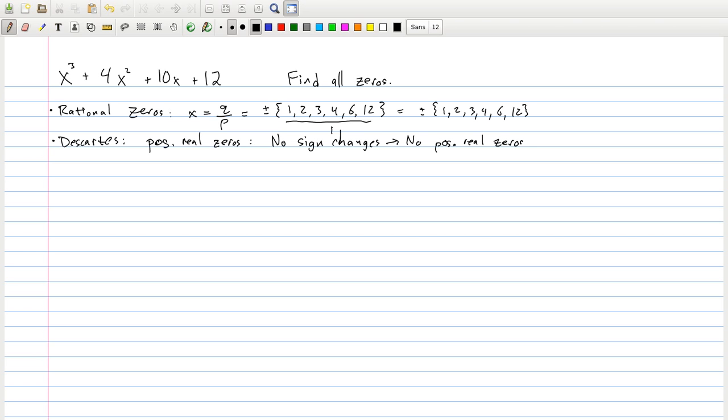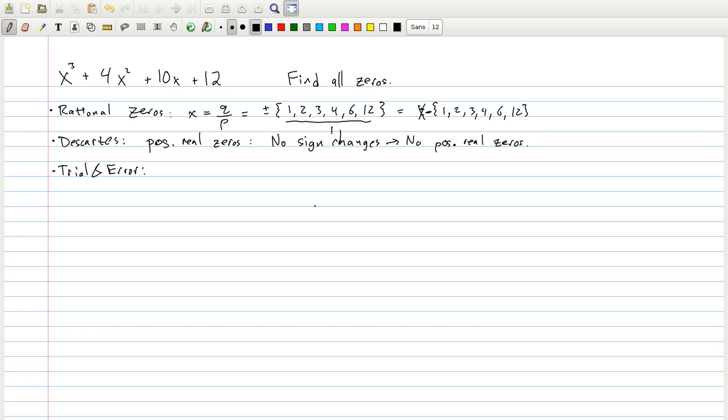Since there are no positive real zeros, that says the only zeros we can have are the negatives. So we're going to get rid of this and look at just negative answers. That's good. It cuts our list in half. Now to actually find these zeros, we're going to have to do a little bit of trial and error. And we'll do this with synthetic division.